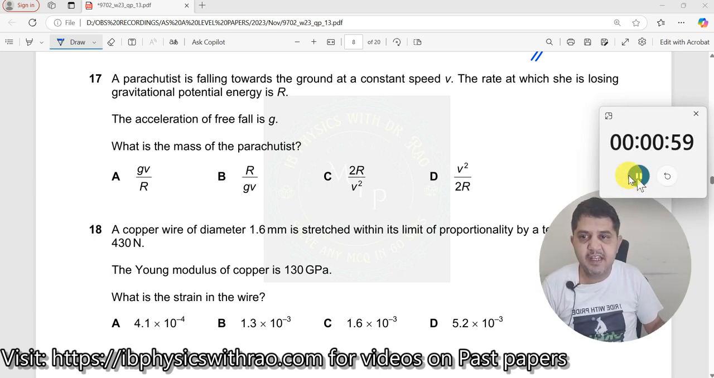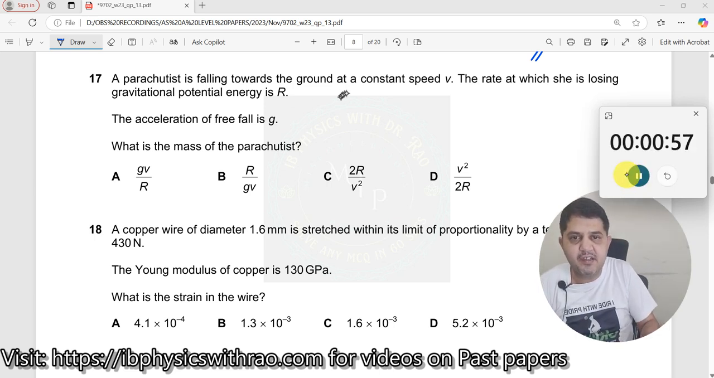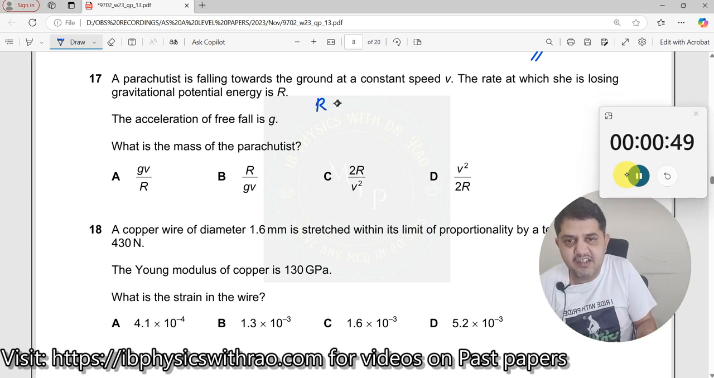Question number 17. A parachutist is falling towards the ground at a constant speed v. Okay, constant speed v. The rate at which he is losing the gravitational potential is r. Okay, gravitational potential, the rate at which he is losing, which means what? You have gravitational potential energy. What is gravitational potential energy?